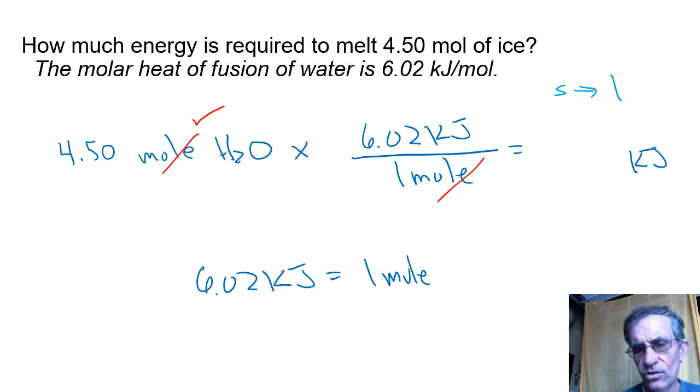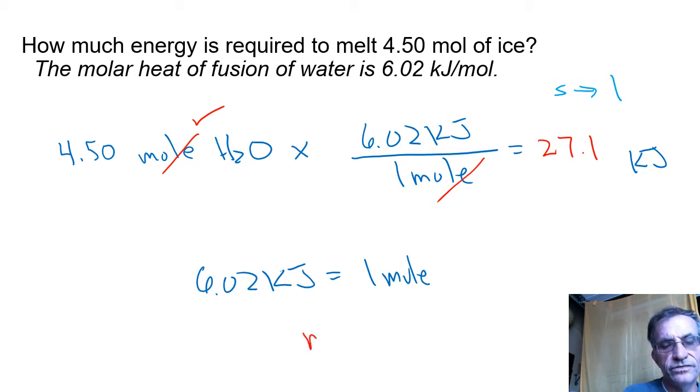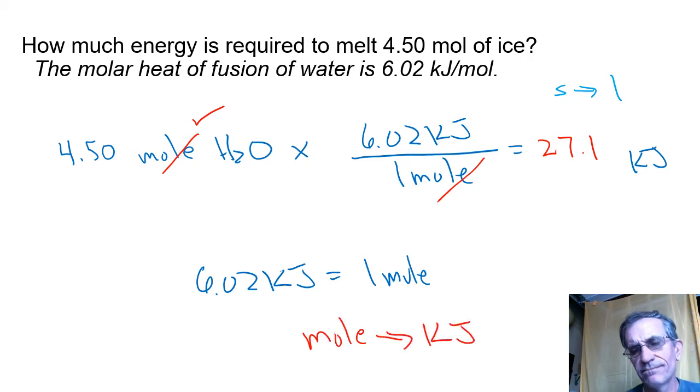I worked this out a little while ago. When I worked it out, I got 27.1. That's what I got, 27.1. All right. So this one, we went from the moles, and we solved for kilojoules. All right. Let's do another example.